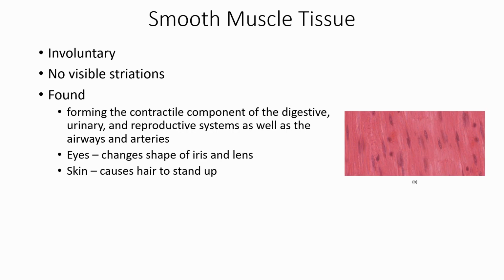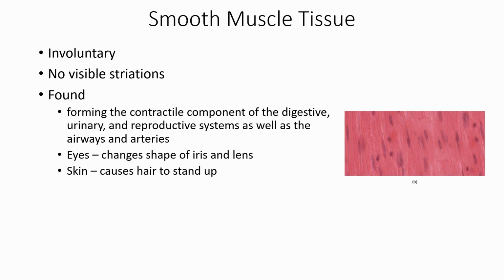We also see it in your eyes, so to change the shape of your iris or your lens. So again, visual accommodation is able to occur. So you can change those shapes to be able to change your focus on near versus far, or to allow different levels of light in based on the light that's available. You don't have to think about that.